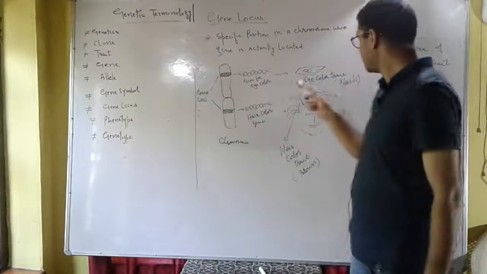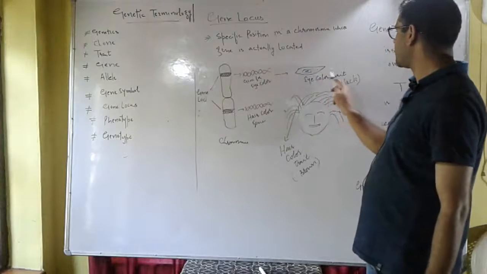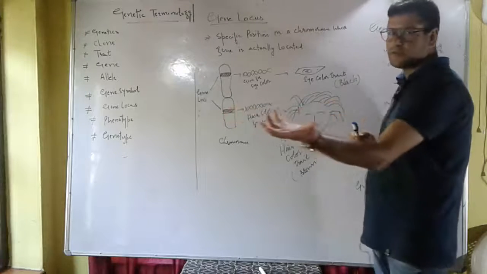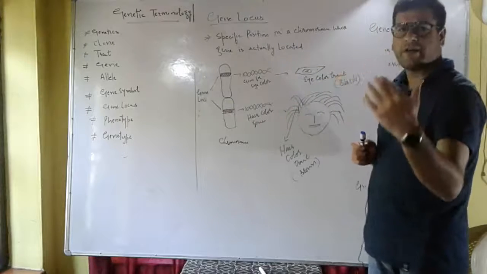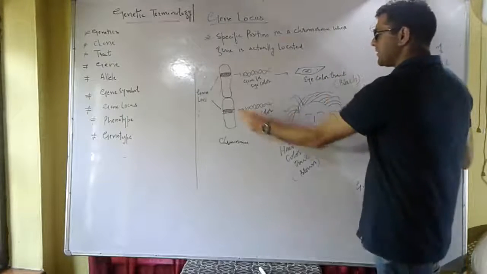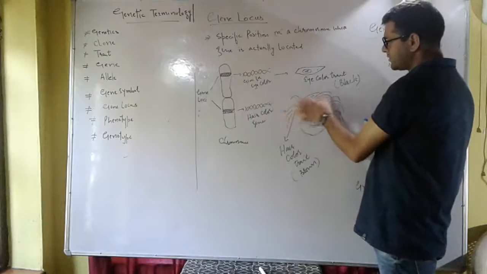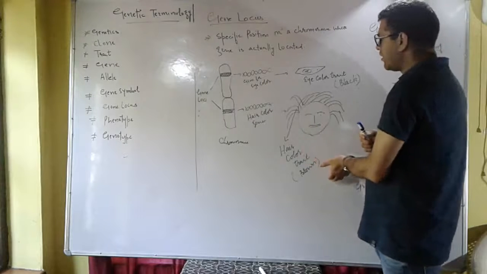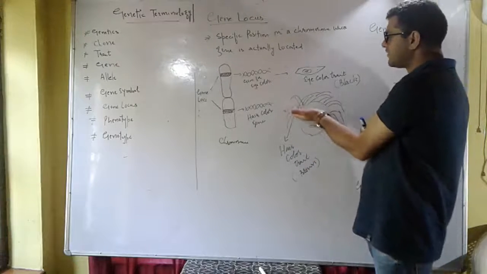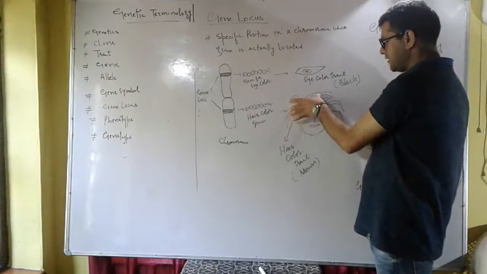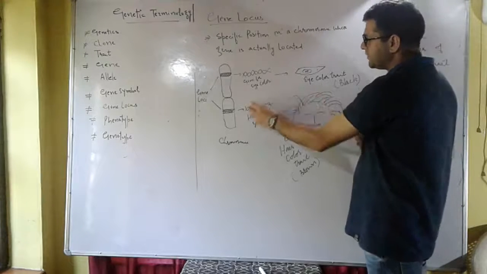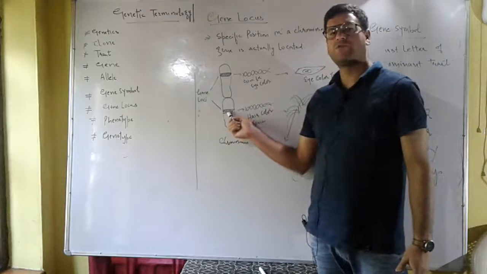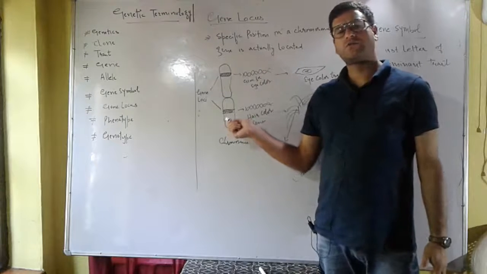Suppose the eye color trait is black. Same is the case with this other gene locus. There is a gene for hair color, so the hair color gene is present here. It controls the hair color trait in humans, for example brown. So the hair color trait is controlled by the hair color gene, and this gene is located at a specific position on a chromosome. That specific position is known as the gene locus.